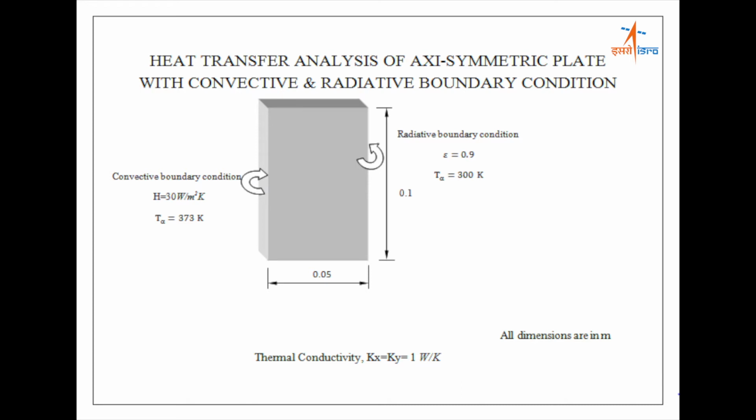Convective film coefficient is 30 watts per meter square Kelvin, and ambient temperature is 373 Kelvin for the convective boundary condition. For the radiative boundary condition, the emissivity is 0.9 and the temperature of surroundings is 300 Kelvin.